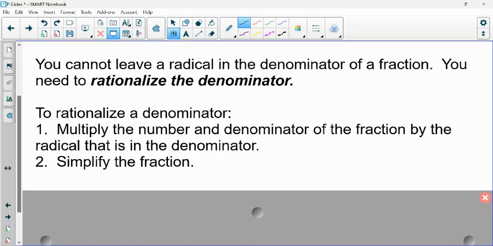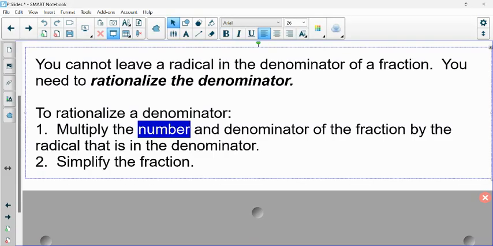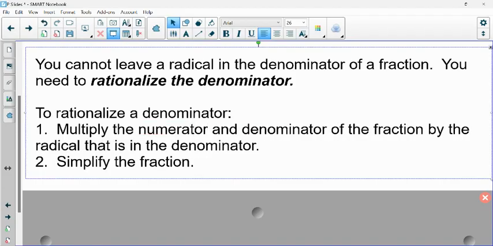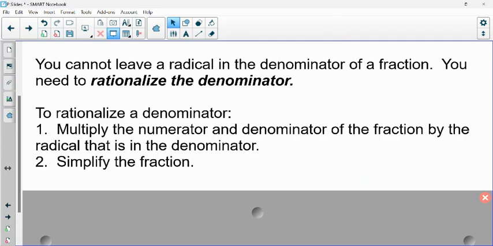You multiply the, I spelled that wrong, it should be numerator. So you multiply the numerator and denominator of the fraction by the radical that's in the denominator. So our radical that was in the denominator, for example, was root 3, so we multiply top and bottom, the numerator and denominator, by that root 3. And then we simplify the fraction.